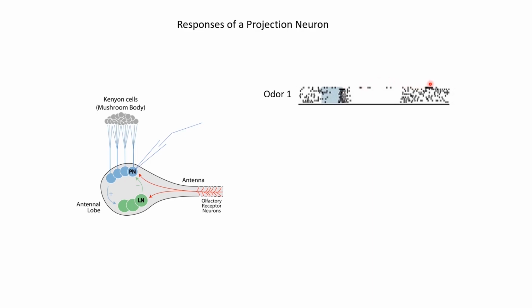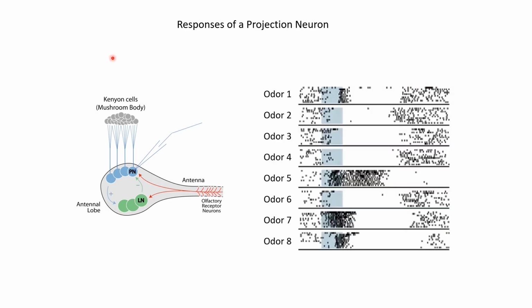Now I'm going to show you the data for other odors from the same neuron. So here it is. Now we are looking at the responses of this projection neuron to 8 different odors. And it is clear that the temporal patterns are quite different for different odors. So for the second odor, we see mainly an inhibitory period.